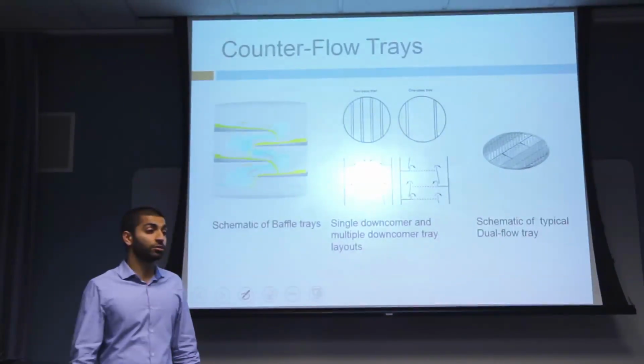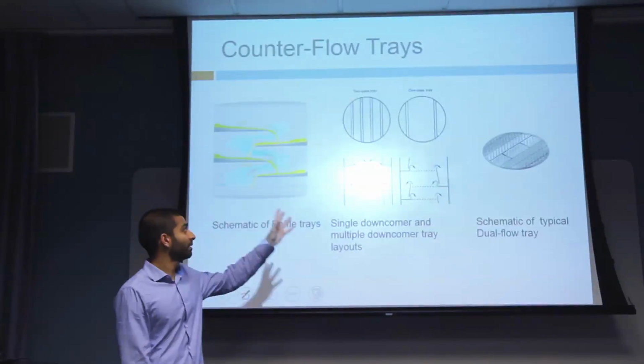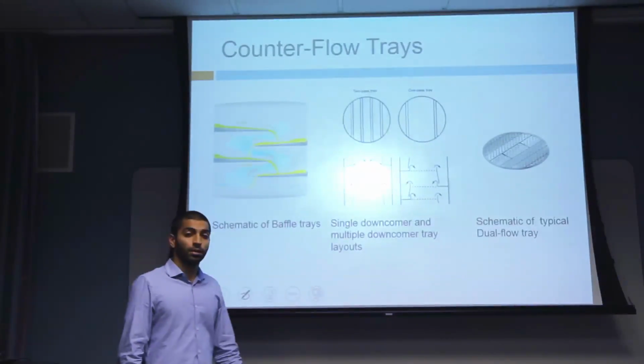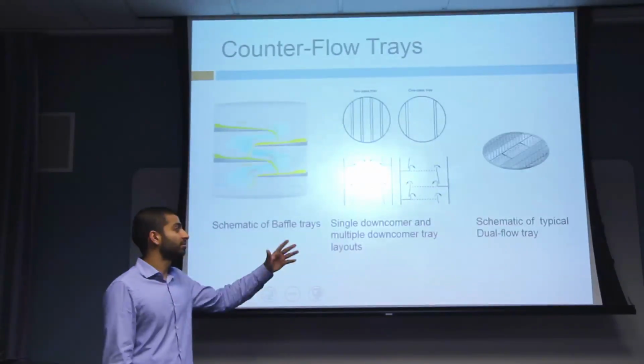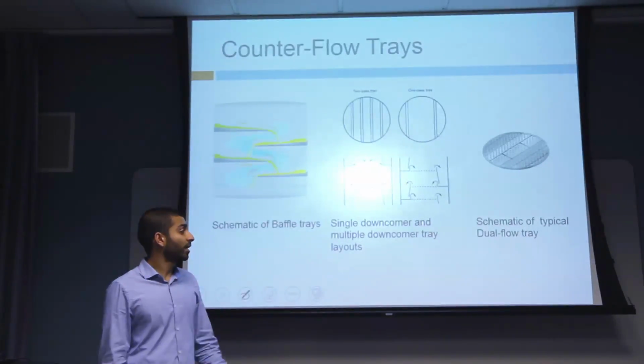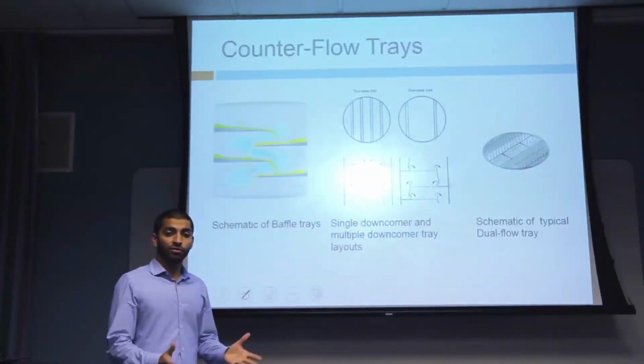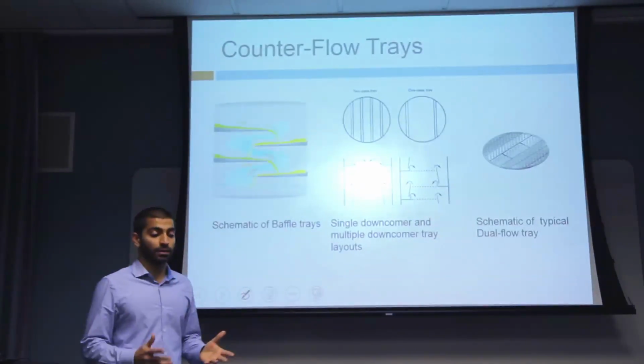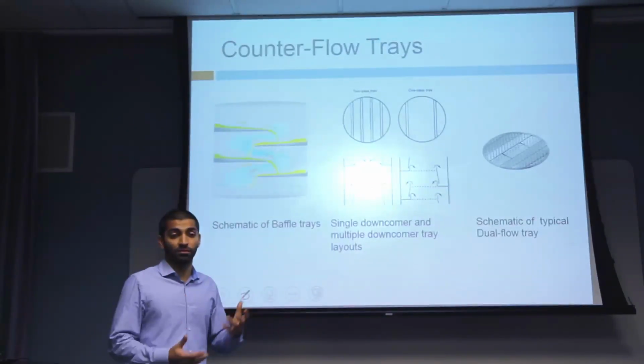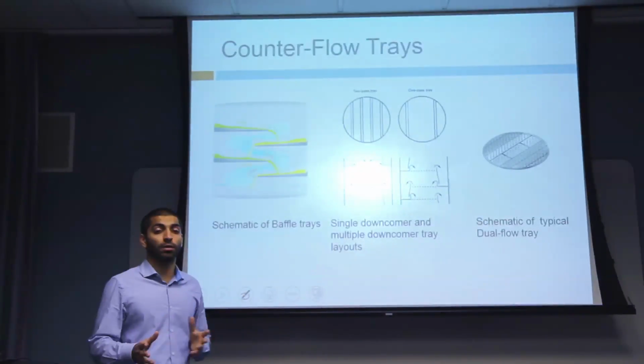In terms of counterflow trays, these are some of the novel examples that are out there right now. There's multiple examples, and there's proprietary examples too. So I'm going to talk about some of the most common ones. On the far right, we have a schematic of a dual flow tray. A dual flow tray is a sieve tray without a downcomer, which means that the liquid and the vapor are both flowing through the sieve and flowing through the perforations, and there's no downcomer.